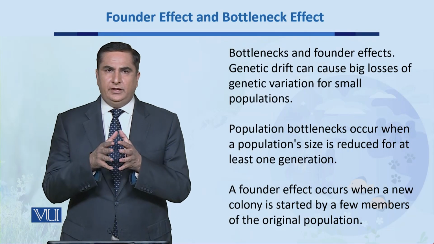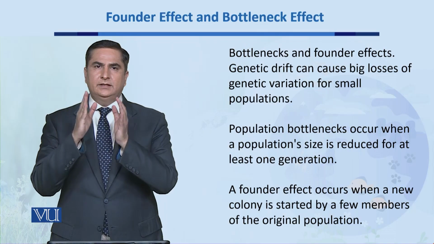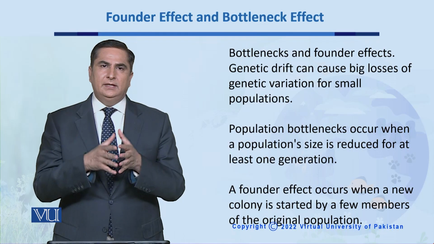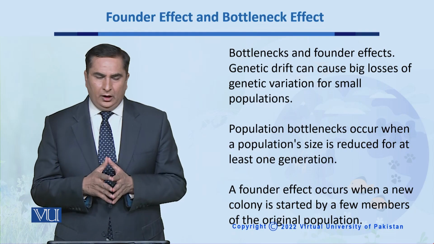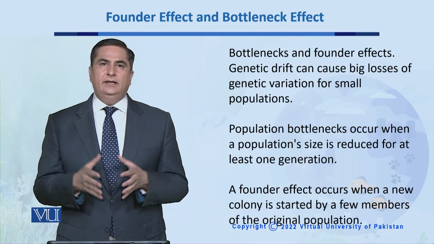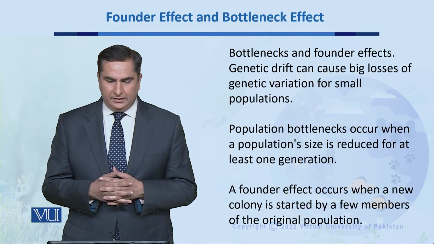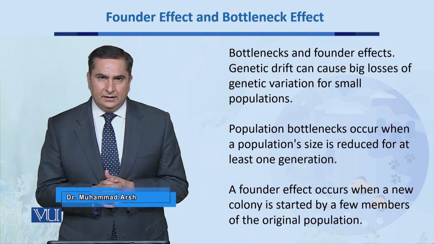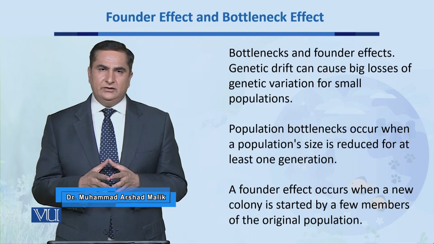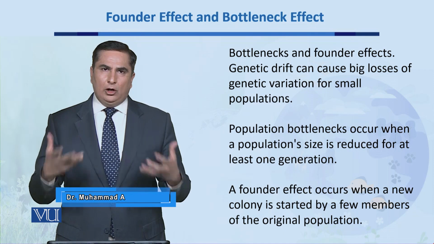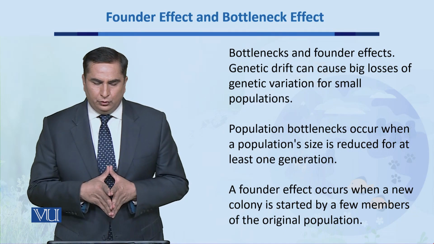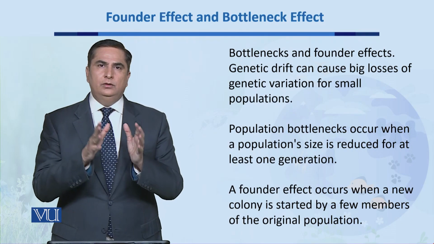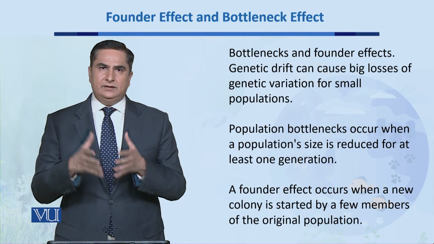Dear students, in this unit, we will talk about the two important processes, or the two important things, which happen during genetic drift. One is known as the founder effect and the other is called the bottleneck effect. Both are the result of genetic drift, when a big loss takes place in the genetic variation of a population. Then these two are the most important factors of genetic drift in this scenario.